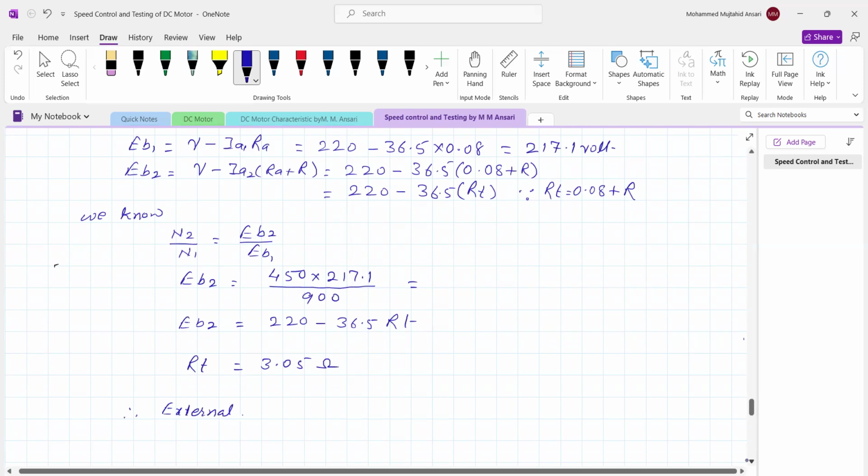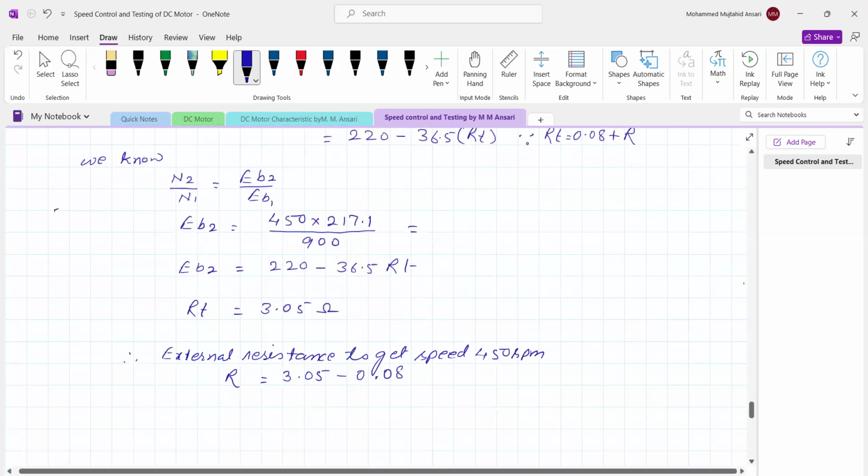Therefore, the external resistance to get the speed of 450 rpm, R is equal to 3.05 minus 0.08 ohm, and it is equal to an external resistance of 2.97 ohms.